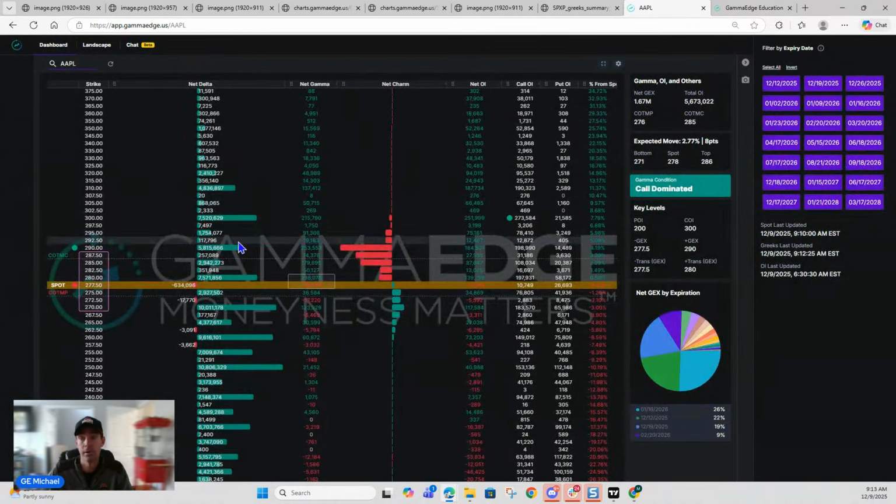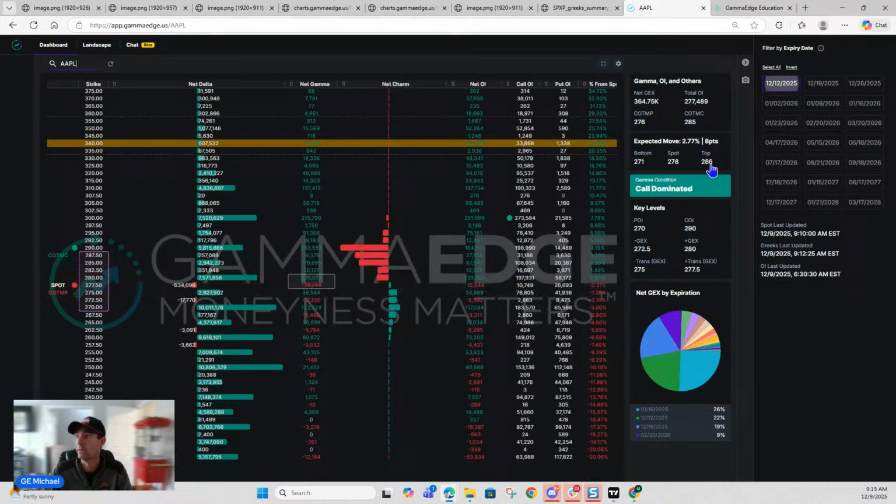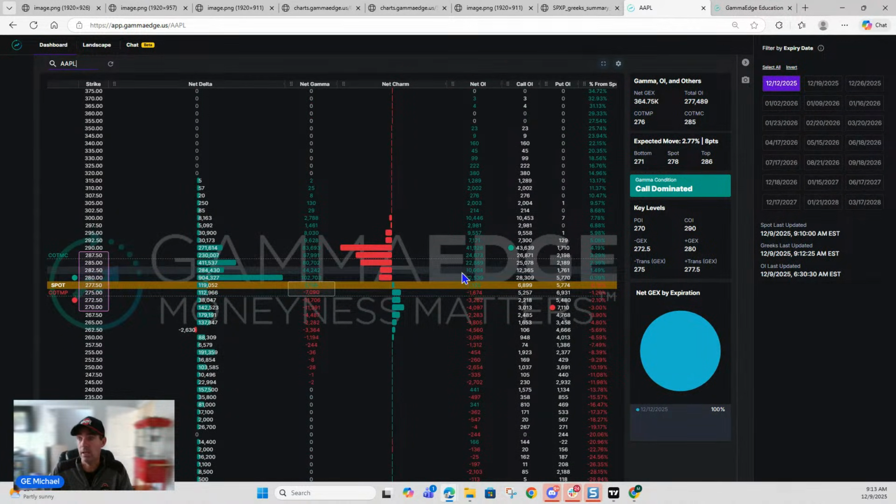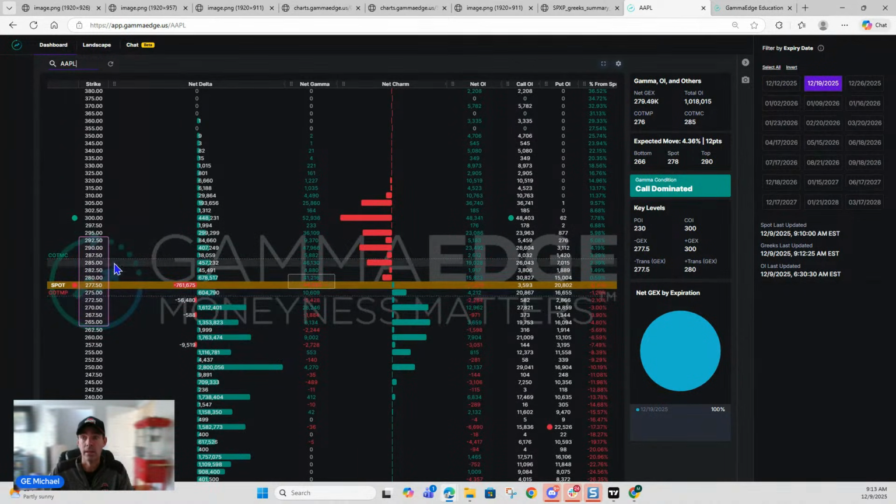Apple, call dominated, 290 overhead, COI 300. This Friday's expiry, 280 to 287.50. So peak X is 280. So that might be the upside target there. And then structure advances to 300. So Apple looks good also.